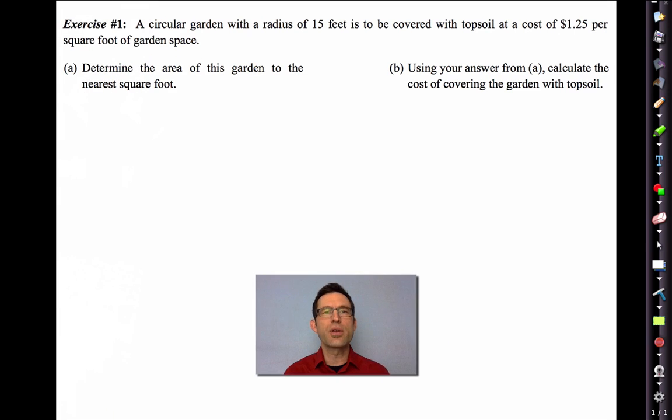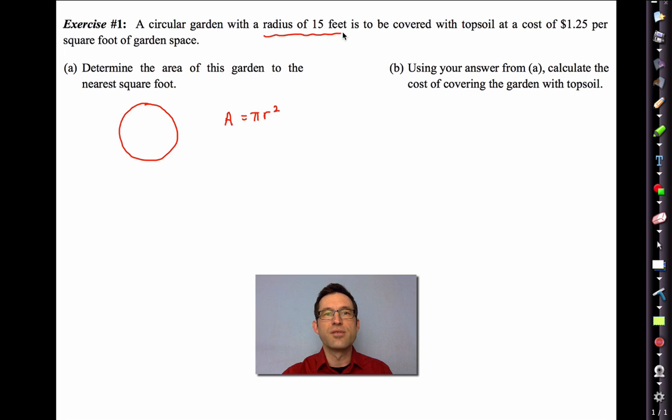Exercise number 1: a circular garden with a radius of 15 feet is to be covered with topsoil at a cost of $1.25 per square foot of garden space. Letter A asks us to determine the area of the garden to the nearest foot. Of course, we all know how to find the area of a circle. The area of a circle is given by pi r squared.